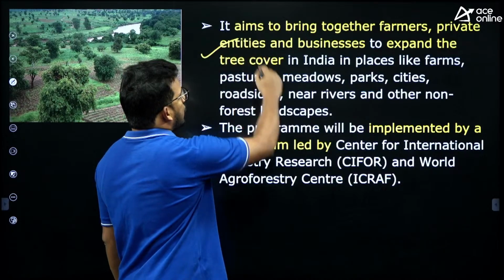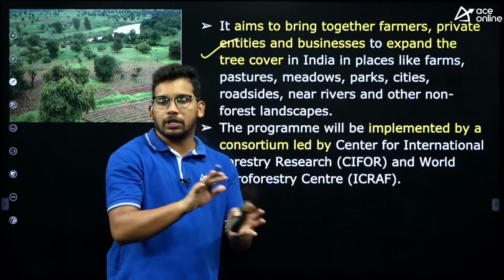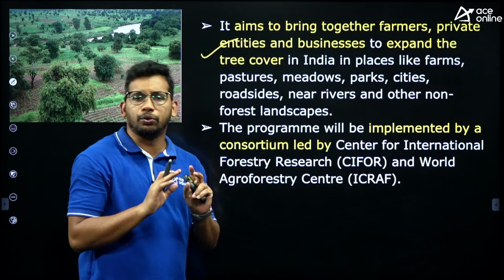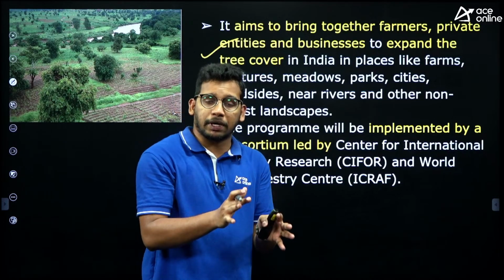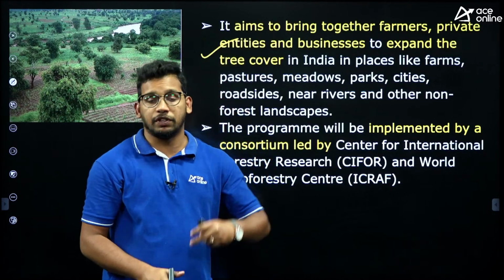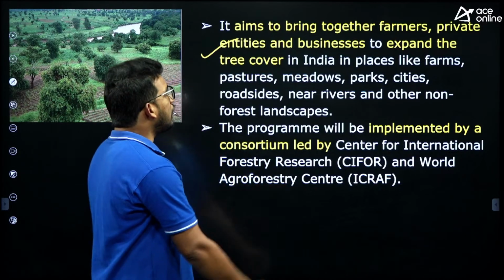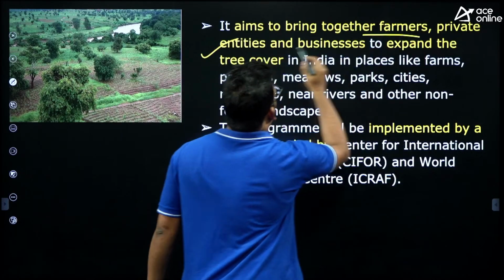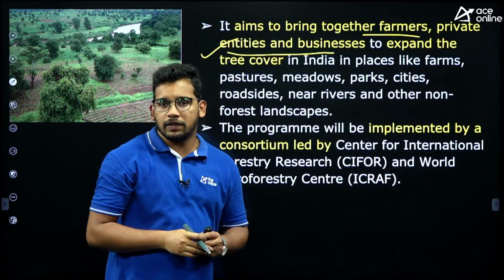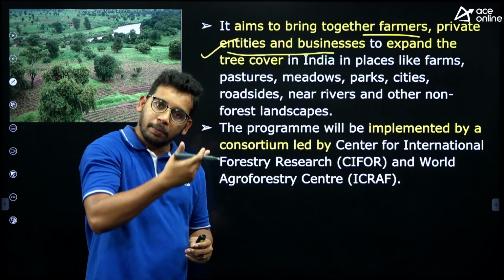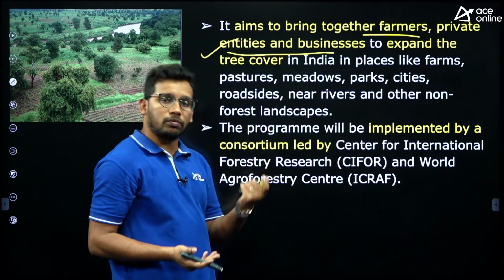So as we have seen, how can we do this? Yes, we understood that we need to grow trees beyond the forest areas, but how can we do it? We cannot solely depend on the government. We cannot solely depend on the expertise of the government or the financial resources. We need to encourage private players like corporates or NGOs. So that's why this brings together the farmers, private entities, businesses, all the organizations beyond the government. They will also benefit, because the environment benefits everyone. So they are also encouraged to take part in it.